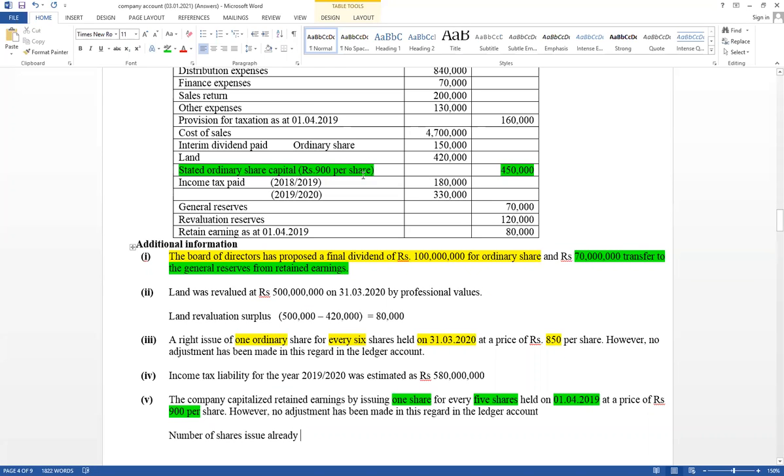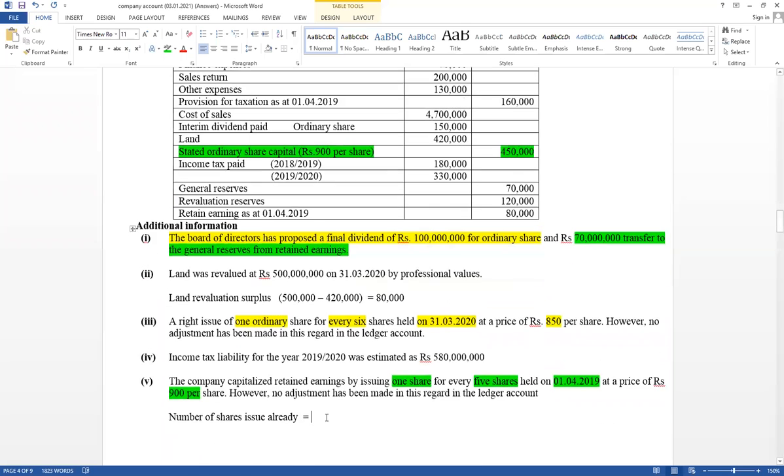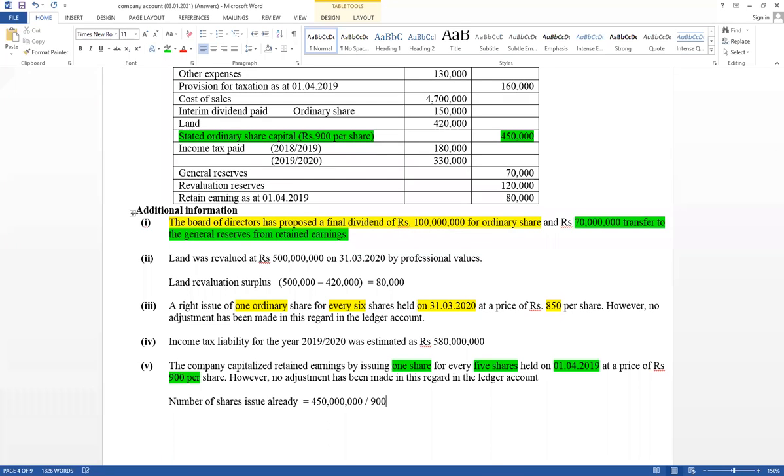It has not given the number of shares issued. It has given the per share price. Therefore, the value is given as 450,000. It has given values in 1000. Therefore, here the value equals 450 million. Therefore, 450 million, this is the rupee value, divided by the per share price given, 900. Therefore, this is the number of shares issued already. In this example, it has not given it clearly. Therefore, the number of shares issued already equals 500,000. This is the number of shares issued already. Right, now think about the calculation.